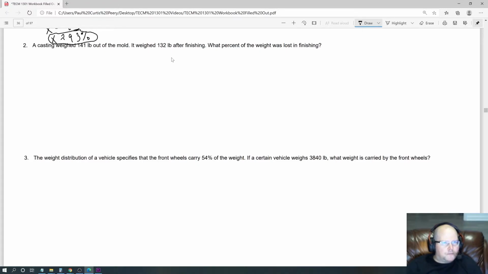Okay, so again we do part over whole. What was the part here? In this case it's a little different, because they're asking what percent was lost. If we started with 141 and it ended up being 132, the difference, by subtraction, is 9. So they lost 9 pounds. We want to know what percent that loss was. We put the 9, the part, over the whole of 141, and we don't know the percent, but we know it's over 100.